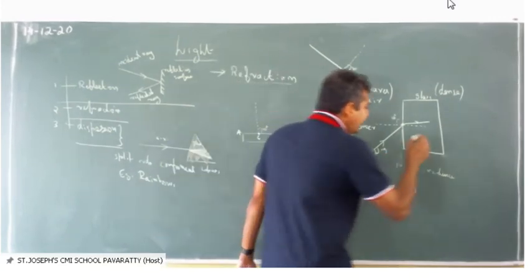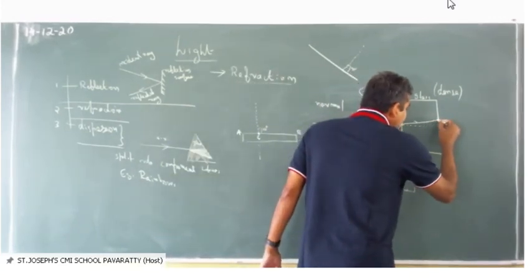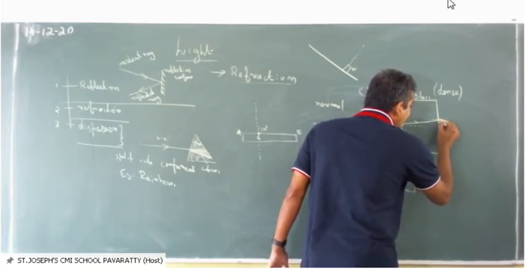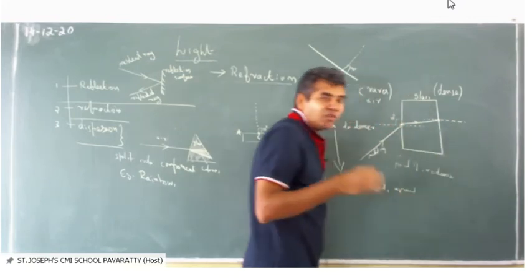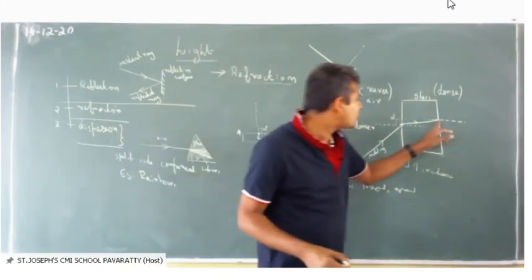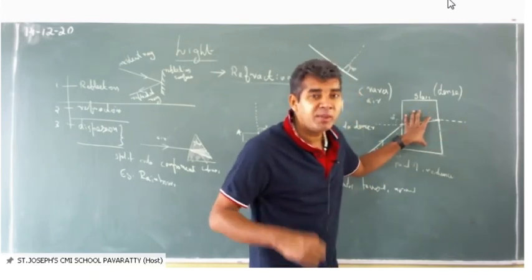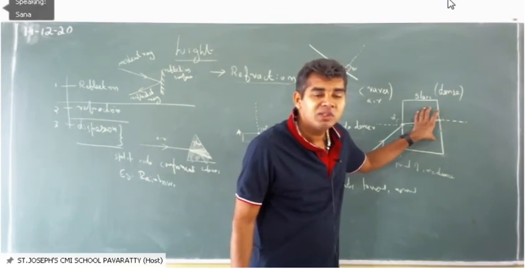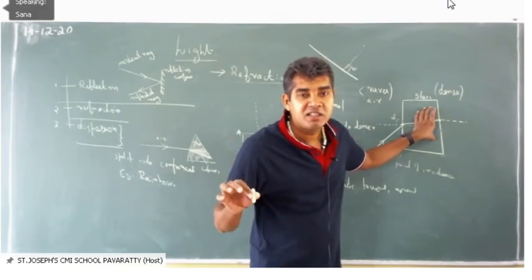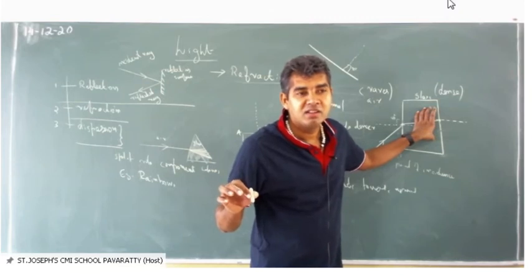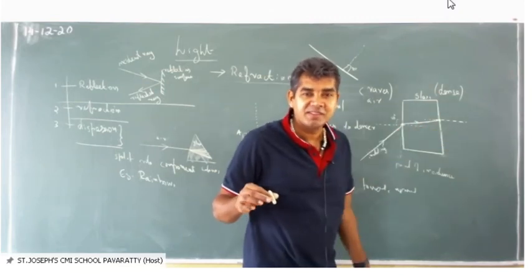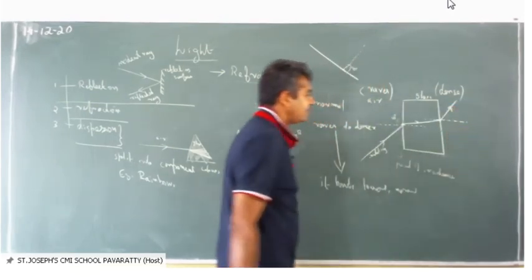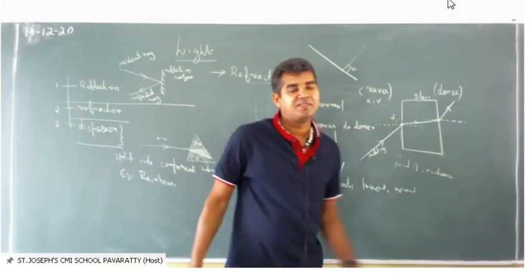Okay, see, it strikes another surface here. So you have to draw a normal here, because again refraction is going to happen. Why? It is moving from one medium to another medium. So now it moves from which medium to which medium? Denser to rarer. What's the possibility? Moves towards or moves away? Moves away. That's why we are getting a picture like this.